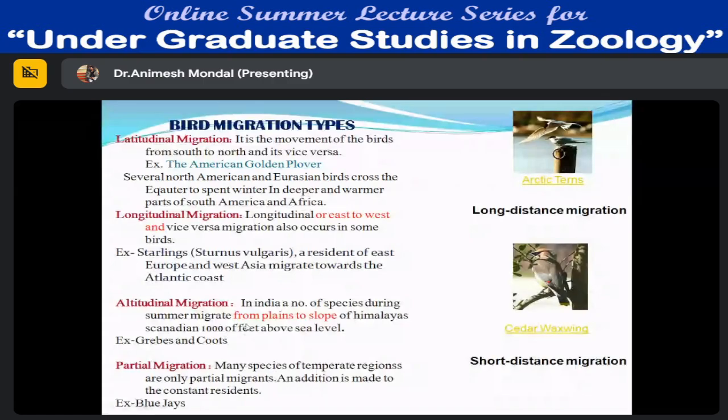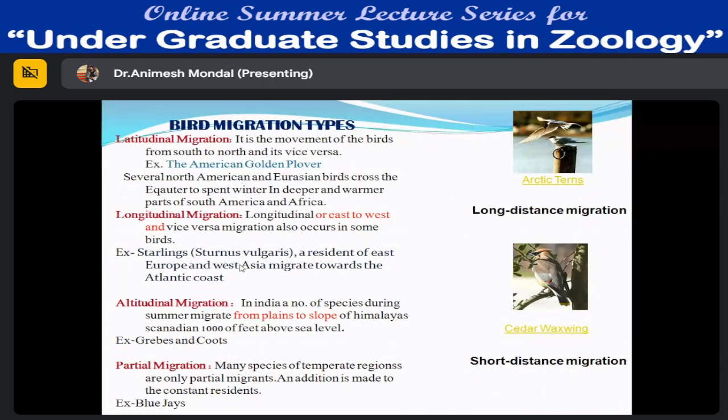And the partial migration, many species of the temperate region are only partial migrants, and in addition to migration is made to the constant resident, means the birds which are prevailing there. A common example is blue jay.